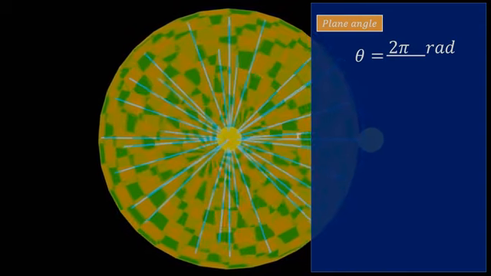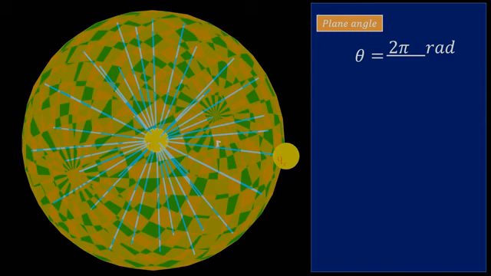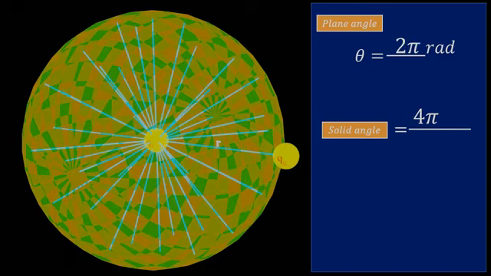However, in reality, the impact of the charge is in a 3D environment, and it appears to be spherical. Just as we use the term plane angle in 2D space, in 3D space we use the term solid angle. Mathematically, for a sphere, the solid angle is equal to the surface area of the sphere divided by the square of the radius, where the surface area of the sphere is 4 pi r square. Simplifying the equation, we get 4 pi as the value of the solid angle for a sphere. Therefore, we can say that the impact of the electric field lines of a charge in 3D space is spread over a solid angle of 4 pi.